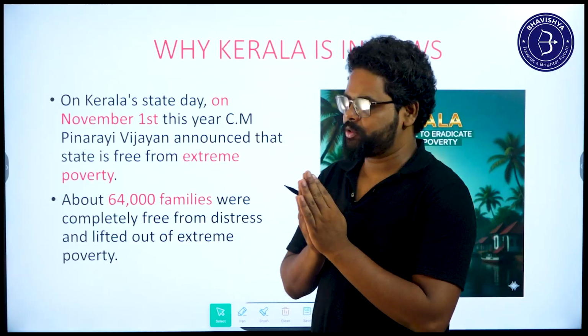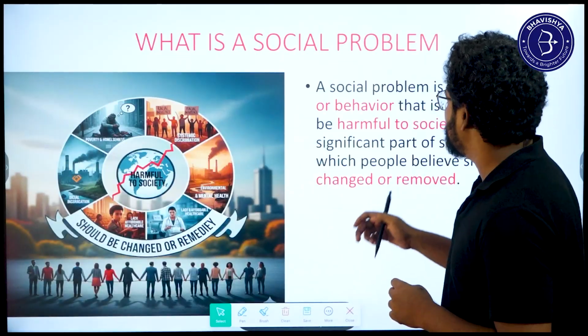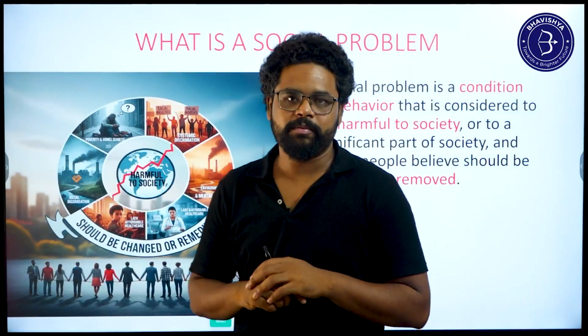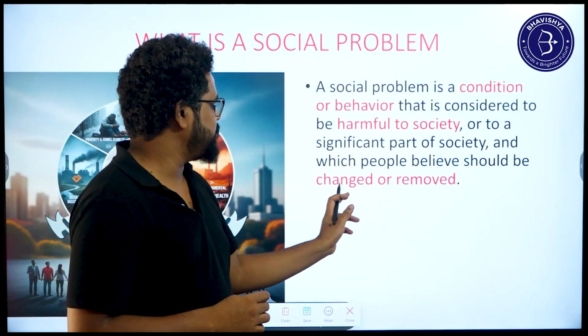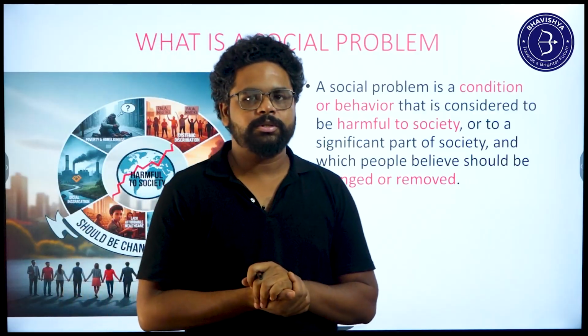So before discussing how Kerala has approached this social problem, we shall see what a social problem is and what are the basic steps we need to follow while dealing with it. So now let's see the definition of a social problem. What is meant by a social problem? See, a social problem is a condition or a behavior which is harmful to the society and which is to be changed or removed. This is what is called a social problem.